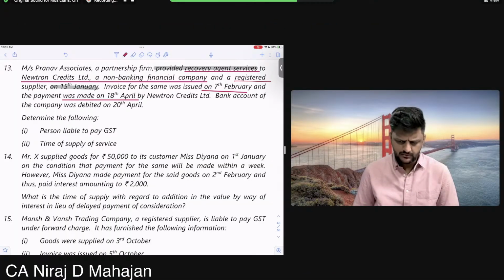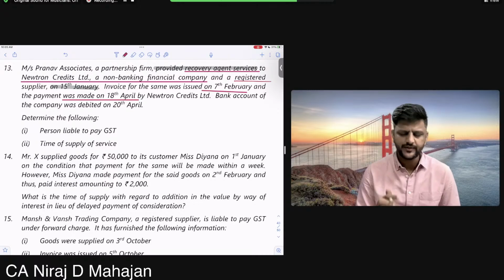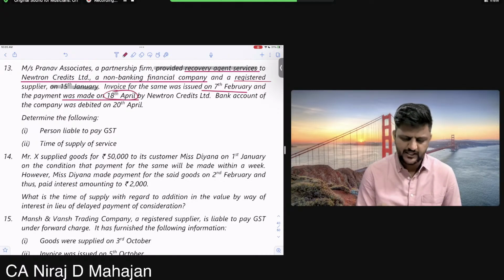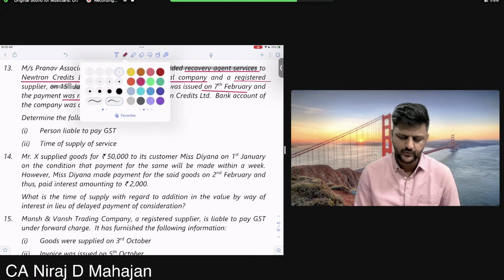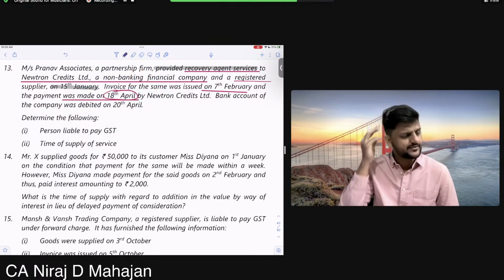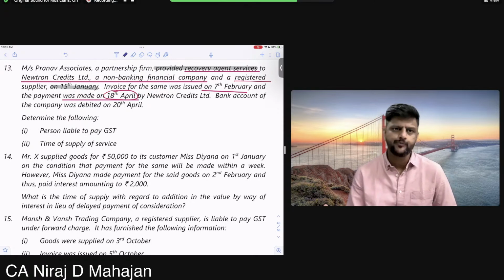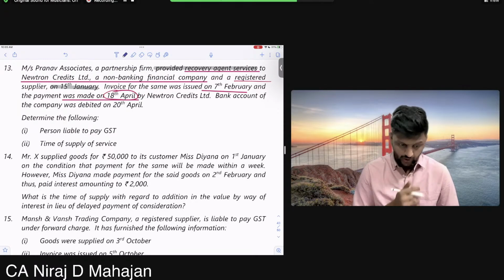The bank account of the company was debited on 20th April. So as it is, we take 18th April only. It is, children, RCM. Just let me quickly confirm. If it is RCM services, what do we check? Date of payment or the 61st day of the invoice, children?